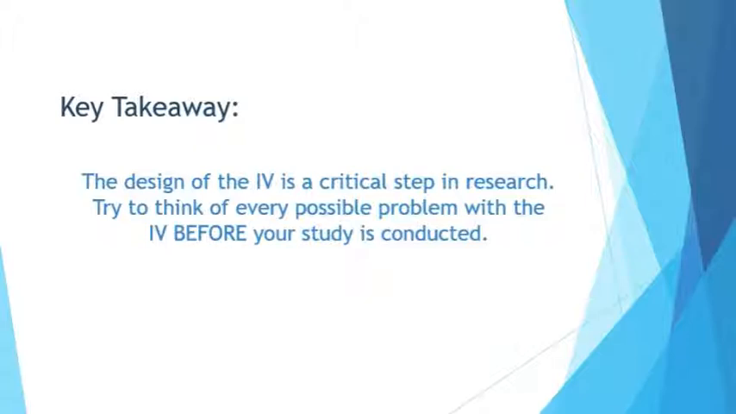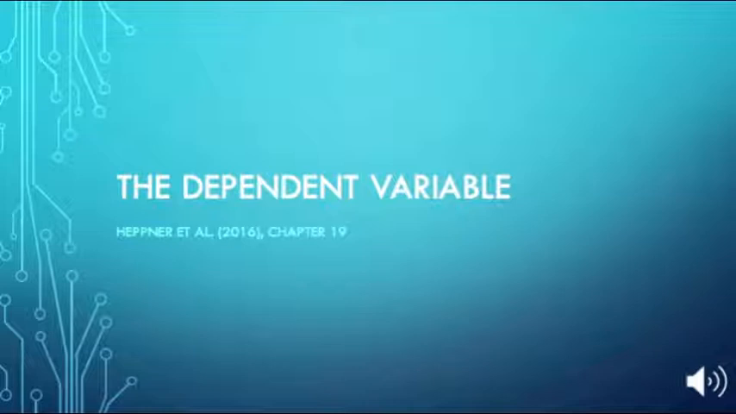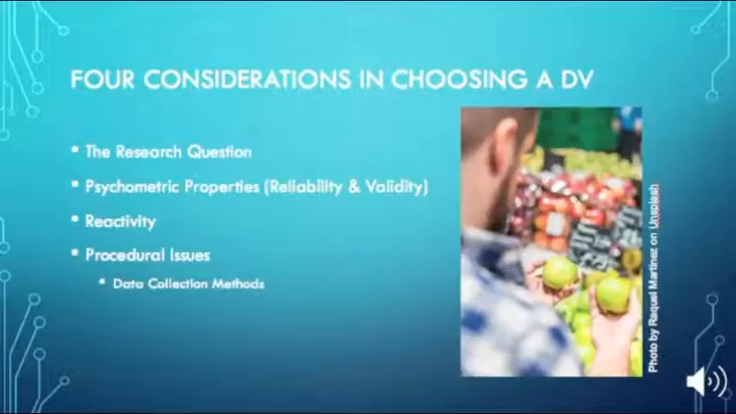Next up is Chapter 19, the DV. Now that we've looked at the independent variable, let's take a look at the dependent variable, which Heppner covers in Chapter 19. There are 4 considerations when choosing a dependent variable: the research question, psychometric properties, the reactivity of the variable, and procedural issues, which includes data collection methods. Let's take a closer look at these things.